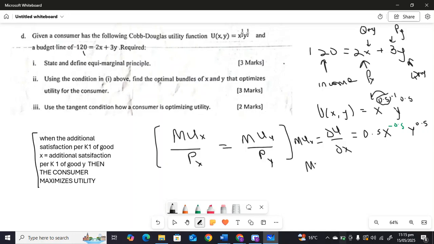Then the marginal utility for good y, we're going to derive the utility function with respect to y. So only y is the variable that we'll be focusing on. So in this case, you get the exponent for y, 0.5 times the coefficient, you get 0.5 here. The x variable, you leave it with its power, x to the power 0.5, y to the power. You subtract a 1 from the y exponent, 0.5 minus 1, you get negative 0.5.